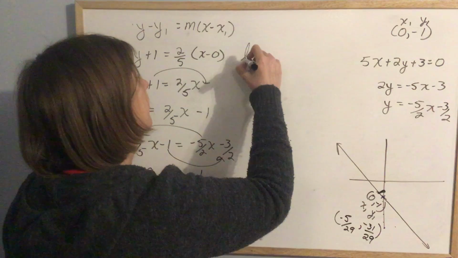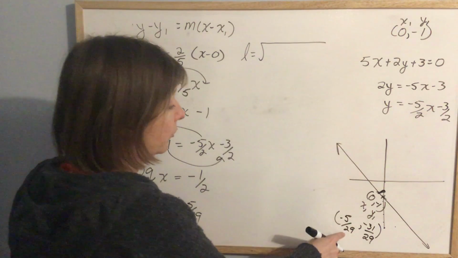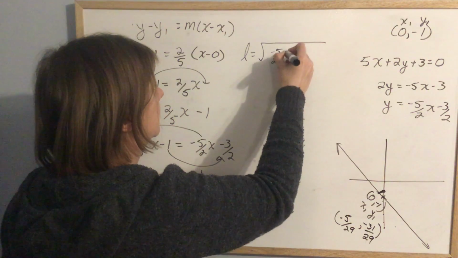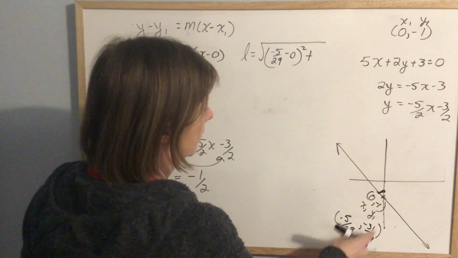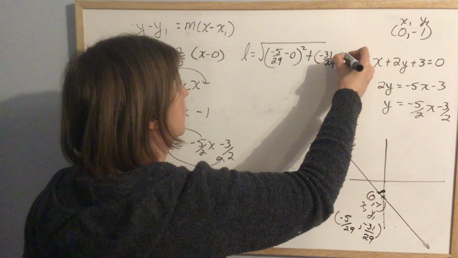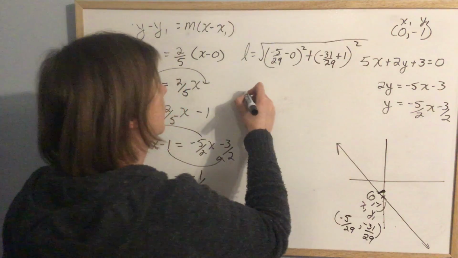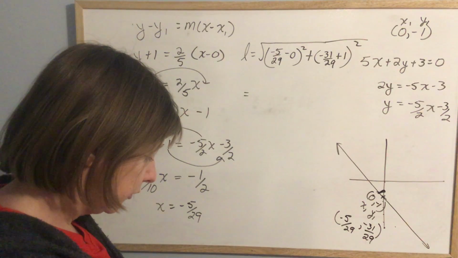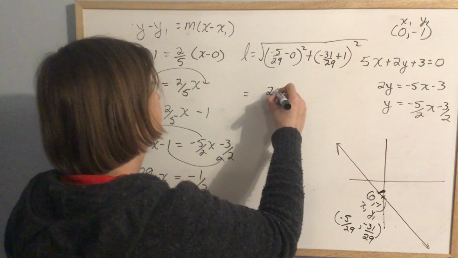All right, so last step is to do the length formula, which is y2 or x2, so it doesn't matter which one you do first, but x2, negative 5 over 29, minus x1, so minus 0 squared, plus y2, negative 31 over 29, minus negative 1, so really plus 1, squared. So 5 over 29 squared is 25 over 841.